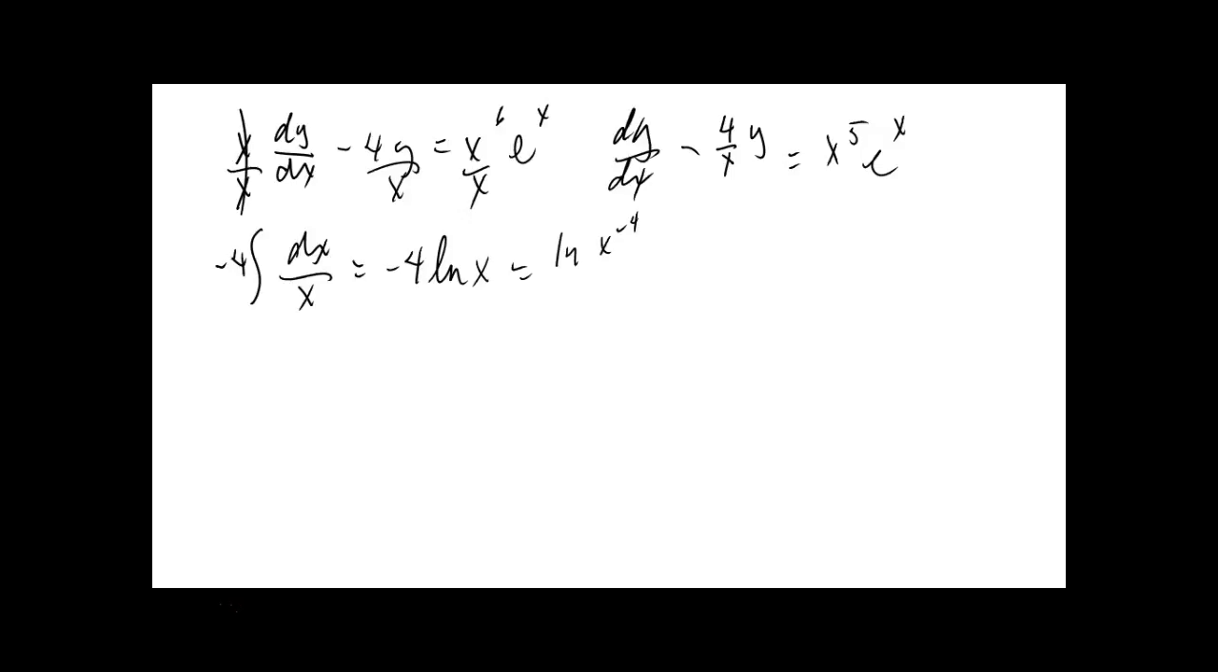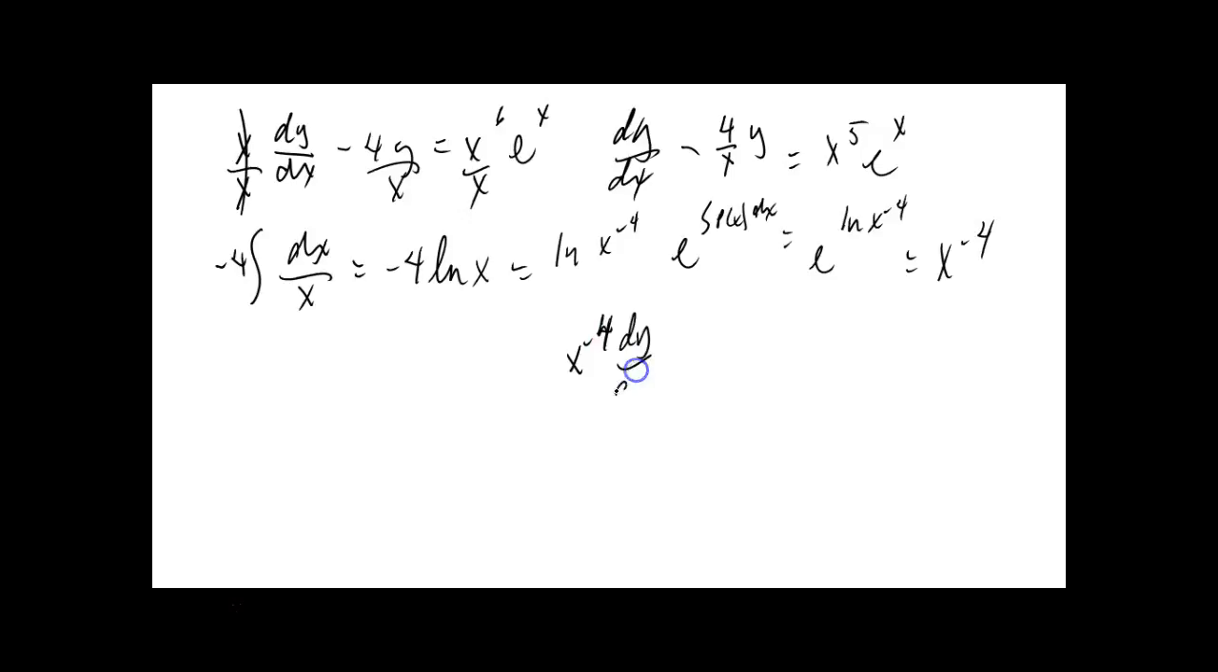Now raise that. e to the integral of p of x dx, which is what we've got here, now becomes e to the log of that, which is what? e to the log of x to the minus 4 is x to the minus 4, right? So that's going to be your multiplier. And what do we do with it? Every term on both sides by this. So this will be x to the minus 4.